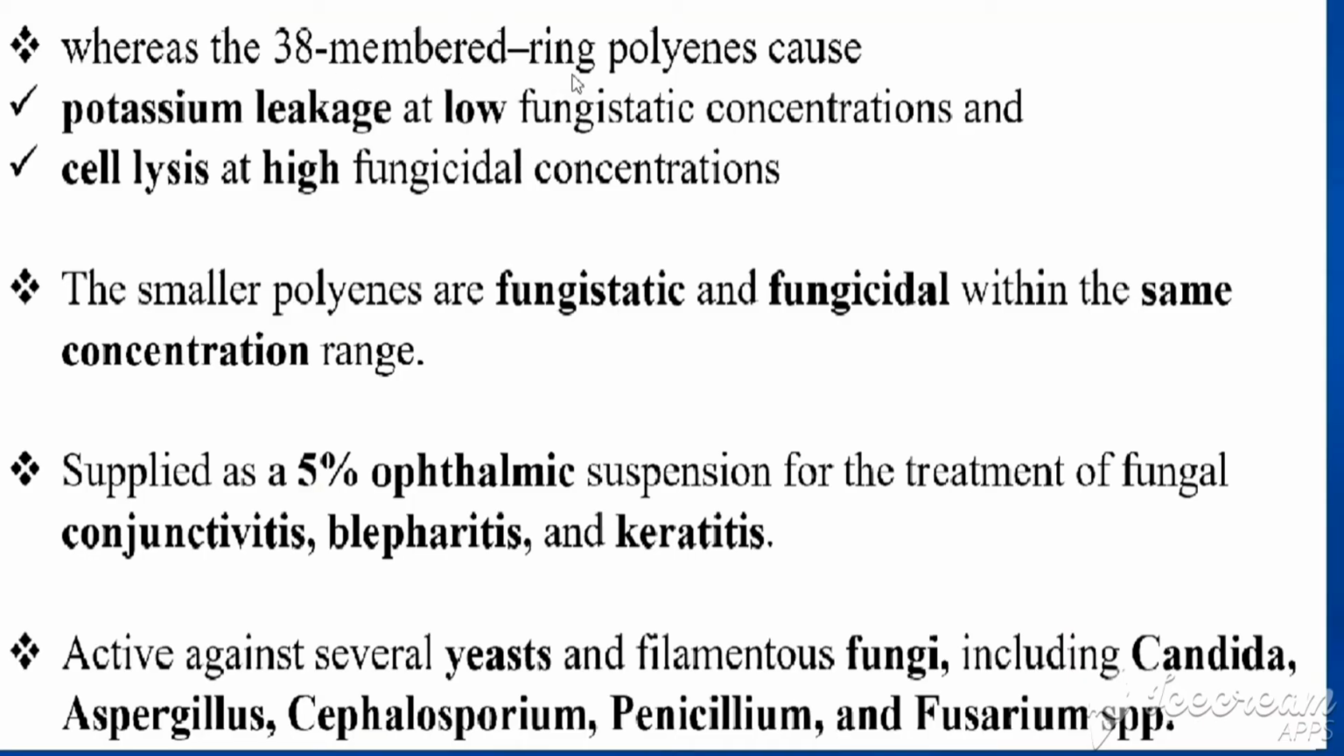The 38 membered ring polyenes cause potassium ion leakage at low concentration and cell lysis at high concentration. That is, at low concentration they act as fungistatic, and at high concentration they act as fungicidal. So amphotericin B and nystatin, both at low concentration leak the potassium, but at high concentration there may be cell lysis. But the smaller polyenes like natamycin are fungistatic and fungicidal within the same concentration. So within the same concentration there may be potassium leakage and also cell lysis for these smaller polyenes.